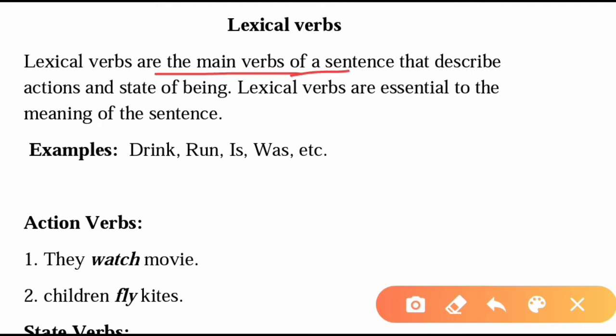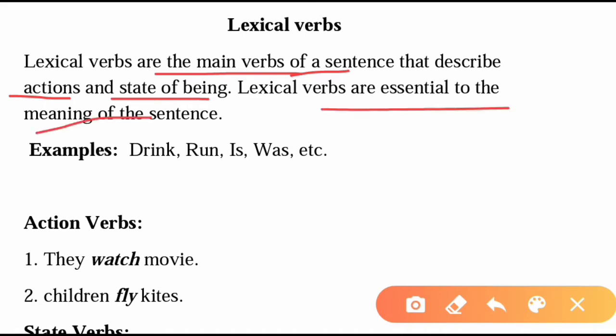So now what they describe: actions instead of being something. So when we are talking about lexical verbs, they could be action or could be used as the instead of being something. So this is the point that you need to remember about the lexical verbs. Another point, lexical verbs are essential to the meaning of the sentence.